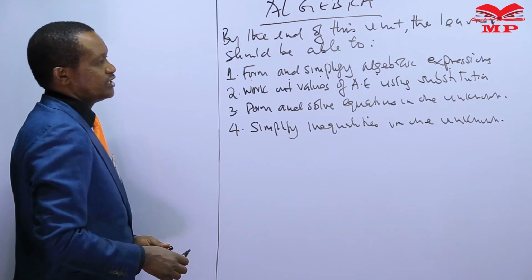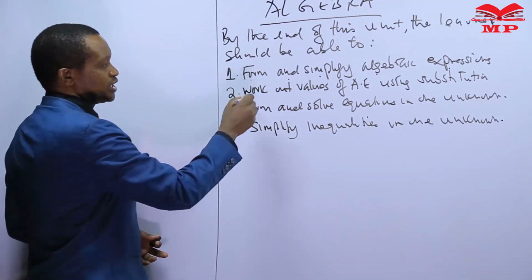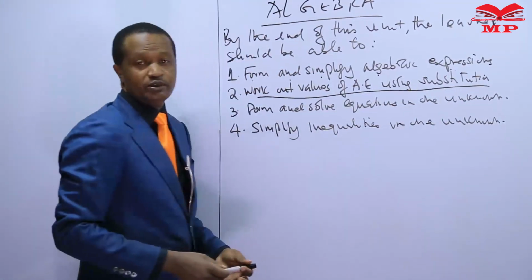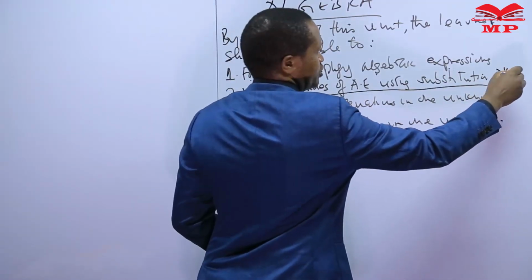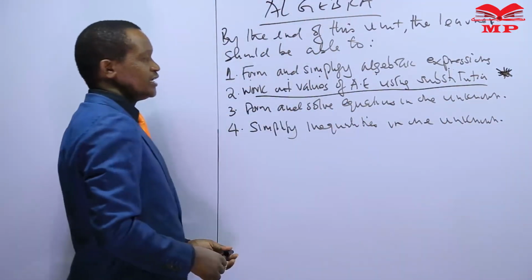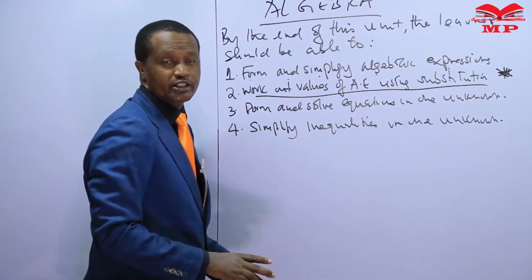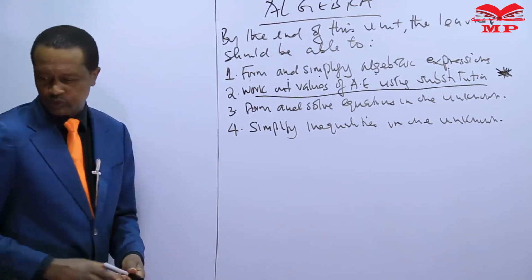so that by the end of this lesson you should be able to work out values of algebraic expressions using substitution. So we are now learning with an objective of the learner being able to work out values of algebraic expressions using substitution.